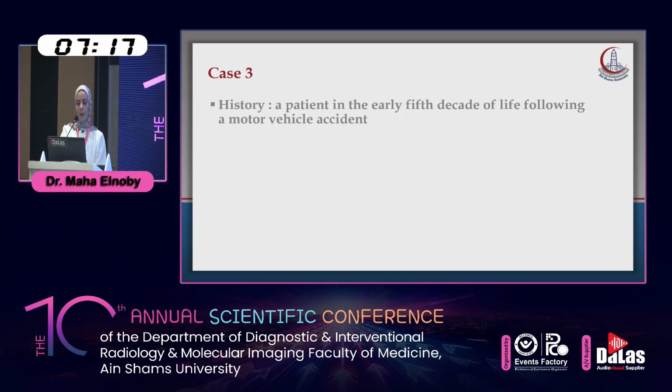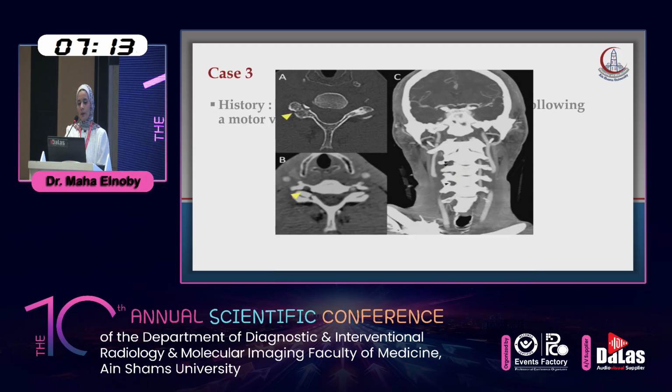Case number 4, a patient in the early 5th decade of life following a motor vehicle accident. We can see non-enhanced CT demonstrates fracture of the right superior articular process of C6 vertebra. When CTA was done, it shows complete lack of opacification of the right vertebral artery. Coronal view also shows non-opacification of the right vertebral artery. This means complete occlusion following motor vehicle accident, so it's grade number 4.